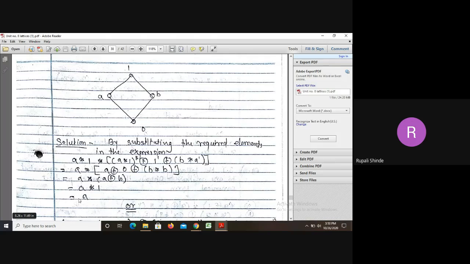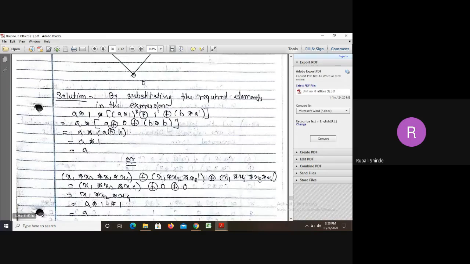Otherwise there is another method. This is our given expression that we have written here. First of all we will simplify this expression and then we will put values of x1, x2, x3 and x4. Look into this first bracket: x1 star, x2 star, x1 star, x4. Here x1 is repeated, so we can consider it once: x1 star, x2 star, x4. This is our first simplified bracket.